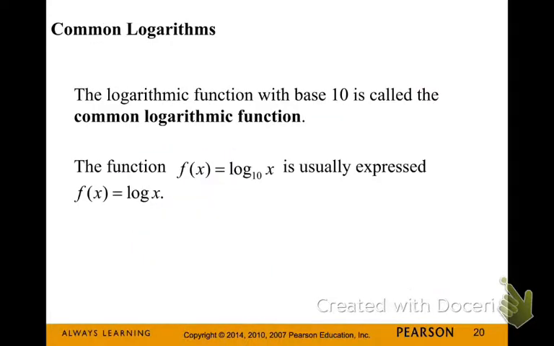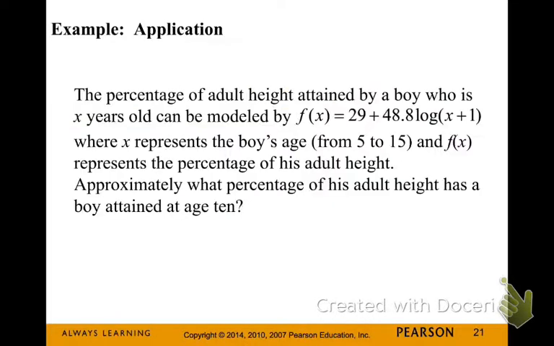One of the most common types of logs that we use is called the common logarithmic function. This is when the base of the logarithm is 10, just because our number system is based on 10. So think about number place: we go from ones to tens to hundreds to thousands, and the other way we go tenths, hundredths, thousandths. So if we ever see a function where it's just written log x, it's automatically assumed to be base 10. These are interchangeable. They're equal to each other.